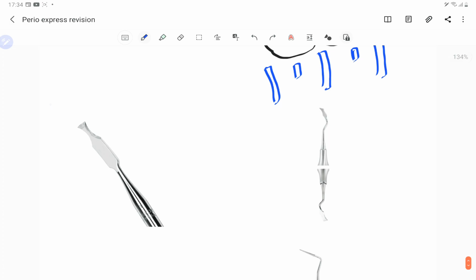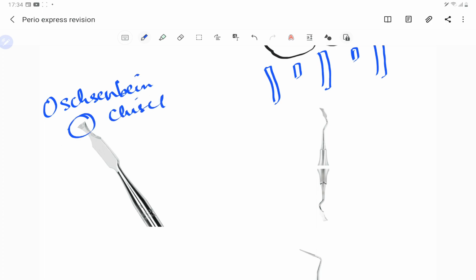So which instruments do we use here? We have already covered this in the instrumentation part. Here we have the Ochsenbein chisel. This is the cutting part of the chisel, and we make these grooves with the help of this chisel. Here is the back action chisel. Why this name? Because the action of the chisel is directed backward, that is why it is called the back action chisel.